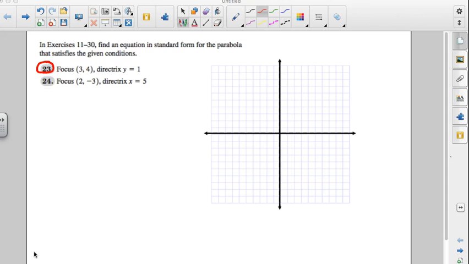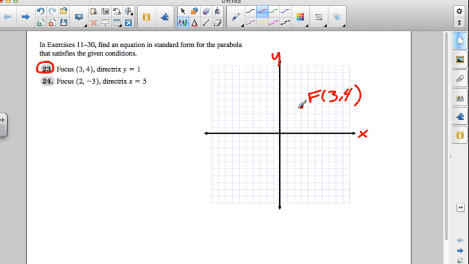So this one says we are to find an equation in standard form for the parabola that satisfies the given conditions. We have a focus at 3, 4, so you want to go ahead and at the very least make a sketch of this stuff. So focus at 3, 4. And it has a directrix of y equals 1. So y equals 1 is the horizontal line through 1.